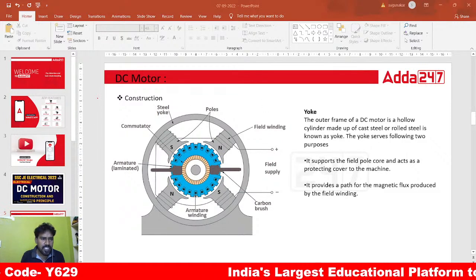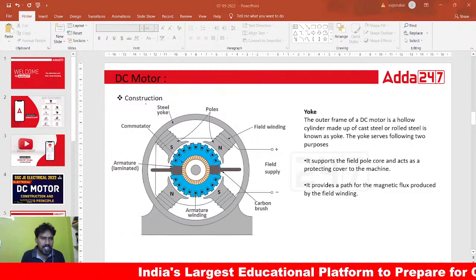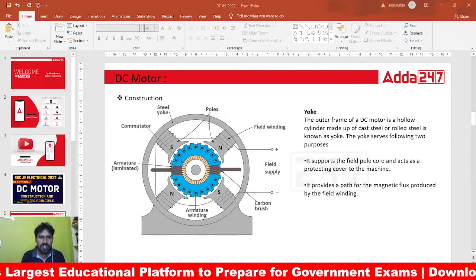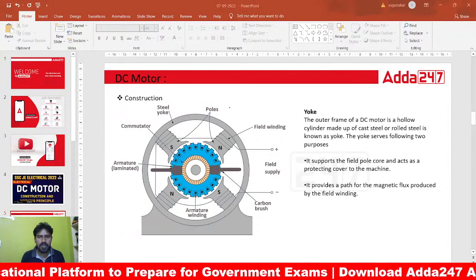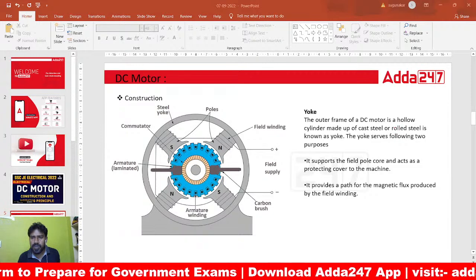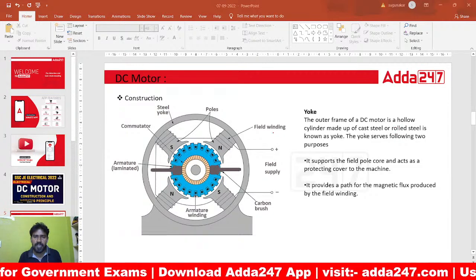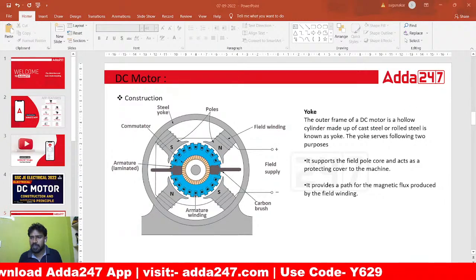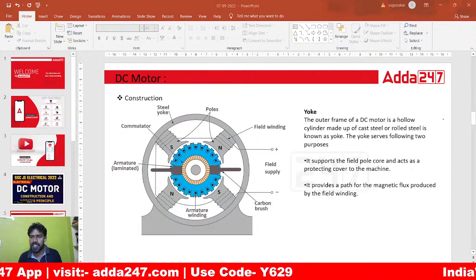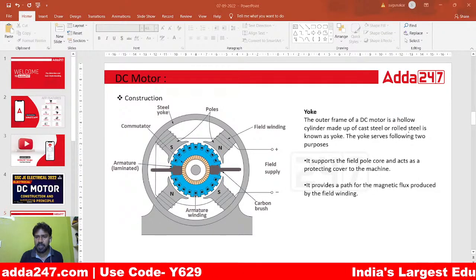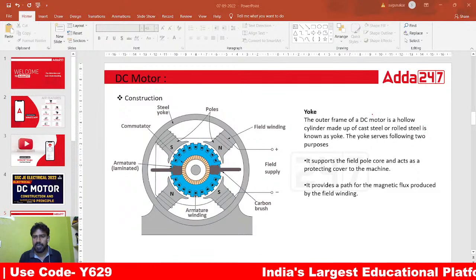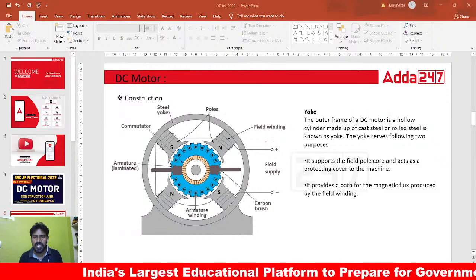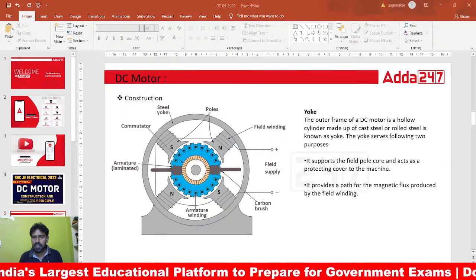Like you can see here, this kind of shape. Okay, so wedge shaped copper segments are insulated from each other and from the shaft by mica sheet, you can remember. So it is made up of mica sheet. So it is shaped like which type of shape? Wedge shape. Okay.